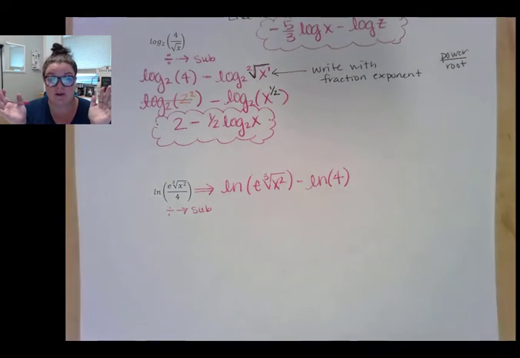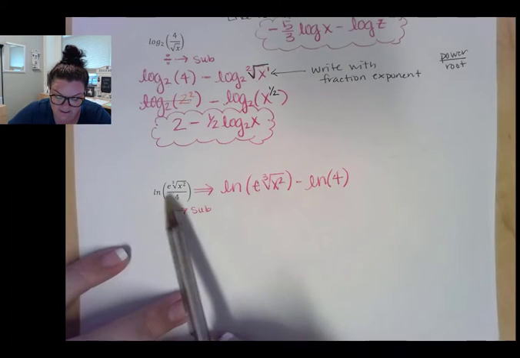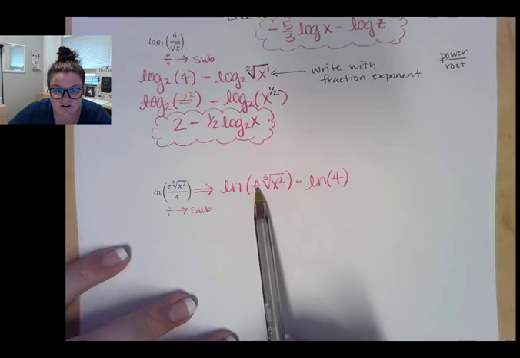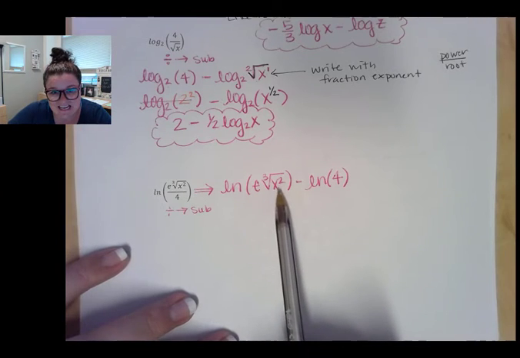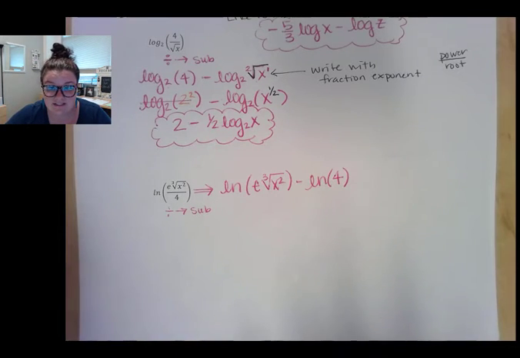Now some of you right away may see, ooh, there's an e. An e and ln cancel. You are thinking right, but we cannot cancel the e and the ln here or here because there's still other stuff inside that log. Okay, we can only cancel the e if it's the only thing inside the log.